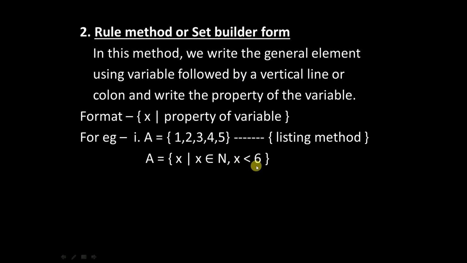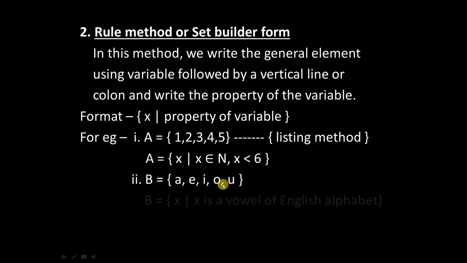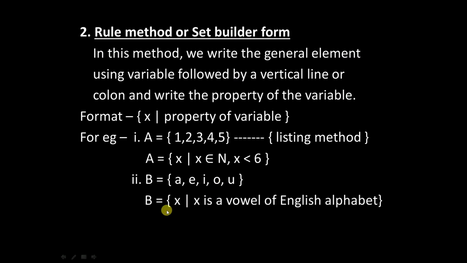Now let us look at another example. Consider you have a set B having the elements A, E, I, O, U. Now as you know, A, E, I, O, U is nothing but the vowels of the English alphabet. So how do we write it using the rule method or the set builder form? Again you have to take the variable x followed by the vertical line, then you have to write the property of this variable, that is x is a vowel of the English alphabet.